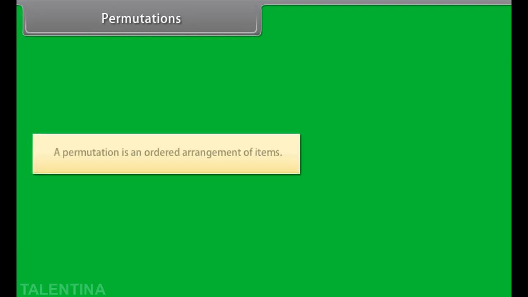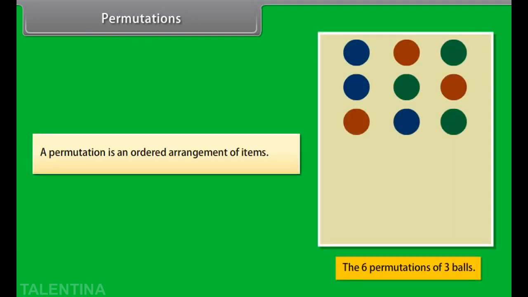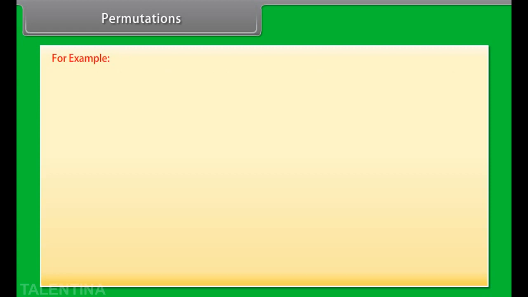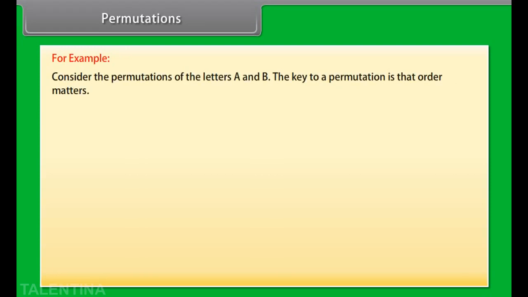Permutations. A permutation is an ordered arrangement of items. The concept shown below will clear your concepts. There are 3 balls which are arranged in ordered arrangement. For example, consider the permutations of the letters A and B. Just think about how many different ways you can arrange A and B. The key to a permutation is that order matters.